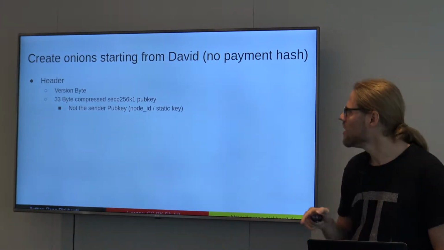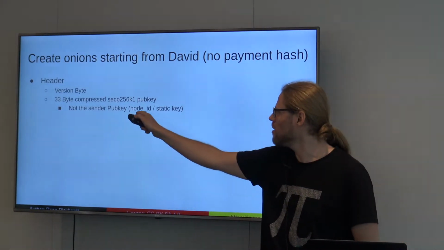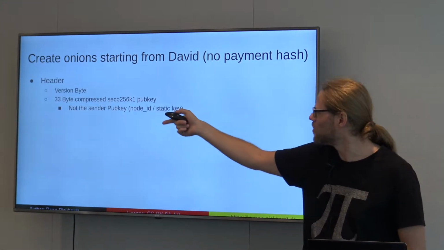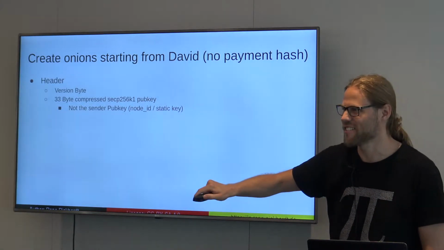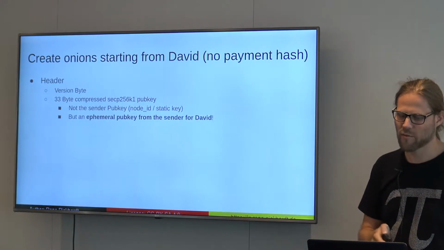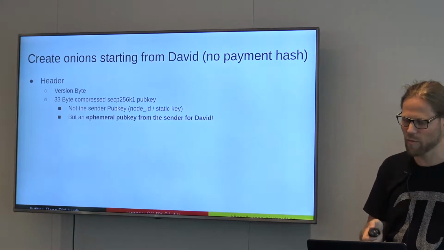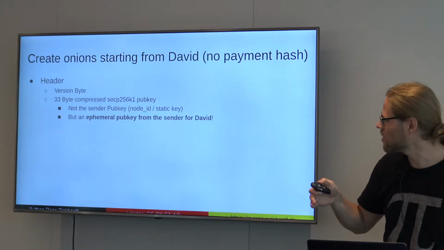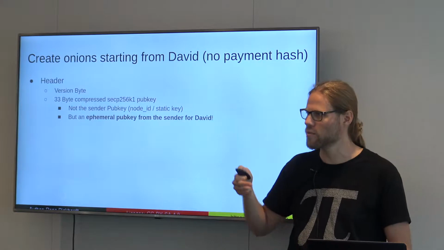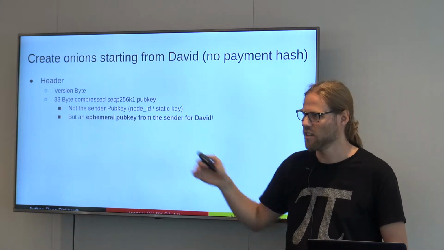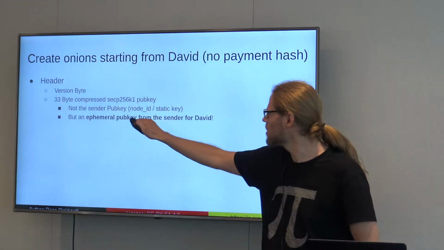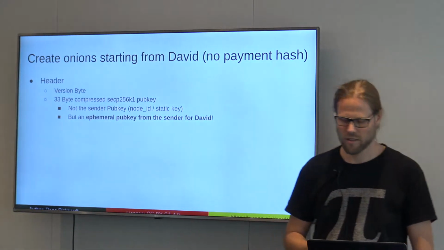The interesting thing is, it's not the sender's pub key or node ID, right? Because if it were the sender's pub key, the sender would be revealed. So it's a different one. It's an ephemeral pub key from the sender for David. So the sender generates a new key pair specifically to use for this payment with David, and from this key pair, the sender sends the pub key over to David.